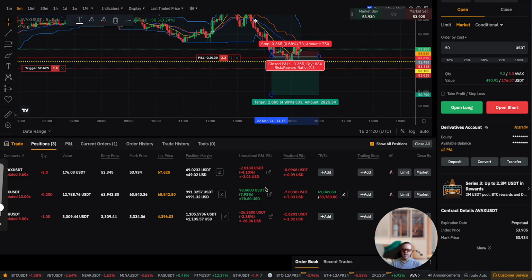And I would say the same thing about Bitcoin. Bitcoin would have to, in this case, it's 13x leverage. There is more capital behind it, 991 in total. It would have to go to 68,542, without me noticing it, to stop me out, so to speak, right?